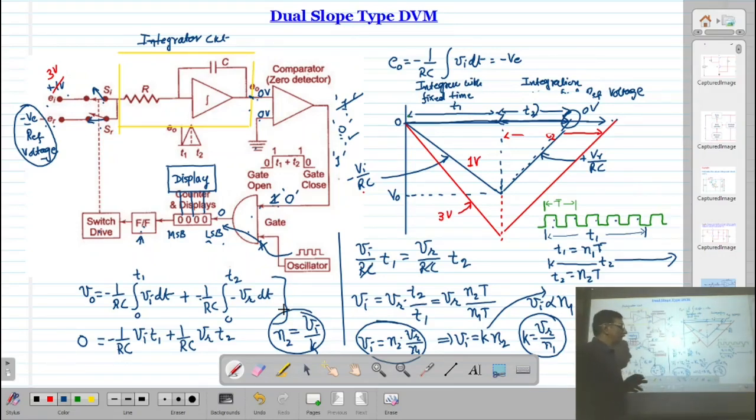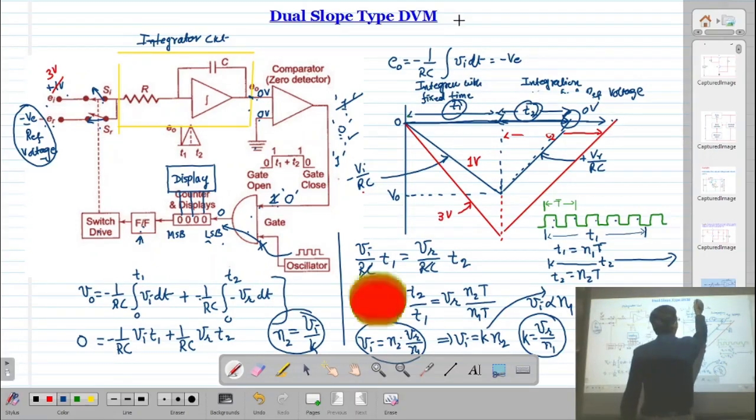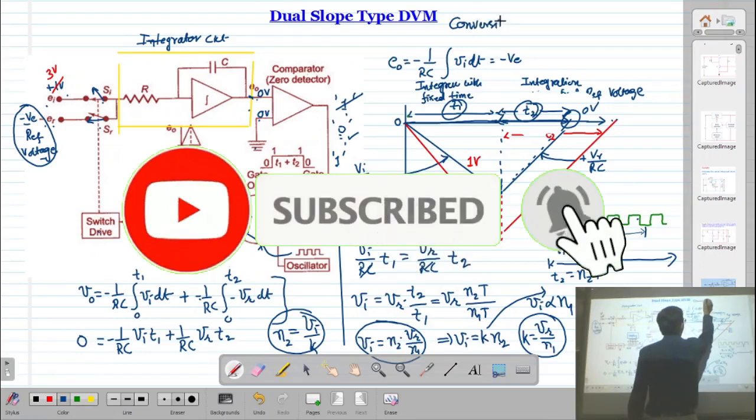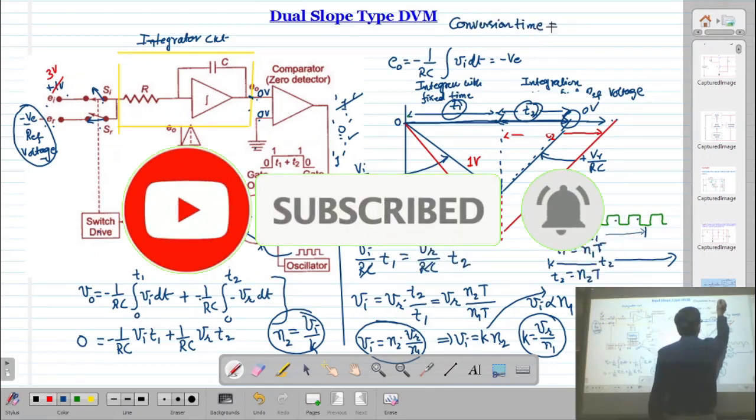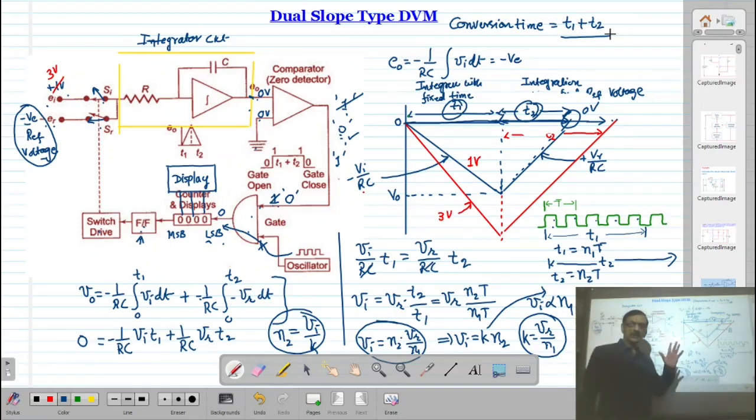The only disadvantage is that the conversion time is very high. Conversion time means the time required to convert the analog signal to a digital signal, that is T1 and T2. Here the conversion time is T1 plus T2, you should remember. So that is going to be a lag. It is slower compared to other DVMs, but it is more accurate for the measurement.